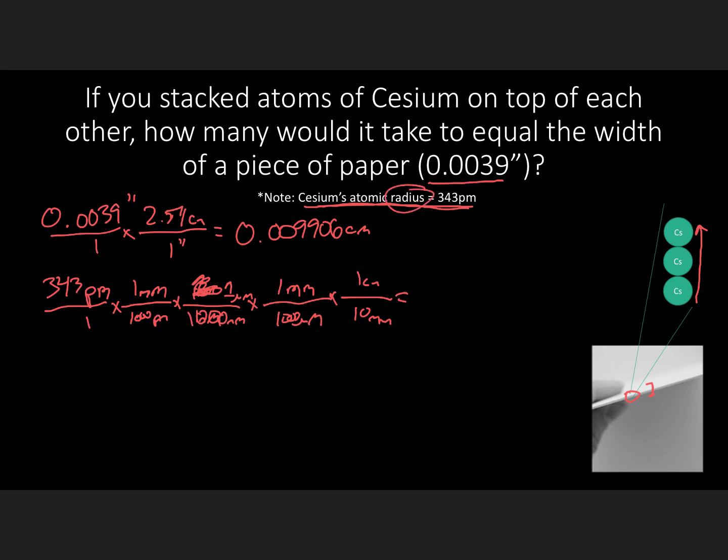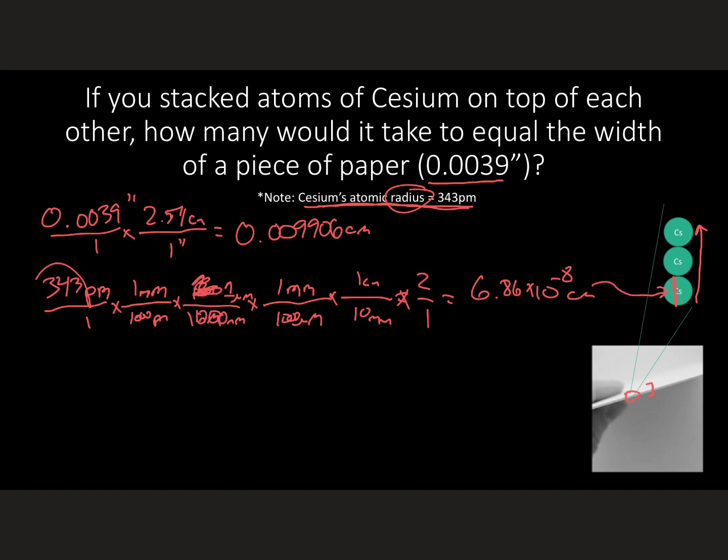Radius. If we're stacking these up, that's the radius. We've got to double that, right? We need the diameter. We need it all the way across. So we need to double 343. You can just double it back here or just add a 2 down here. So that's going to come out to 6.86 times 10 to the negative 8th centimeters. And that is the thickness of one cesium atom.